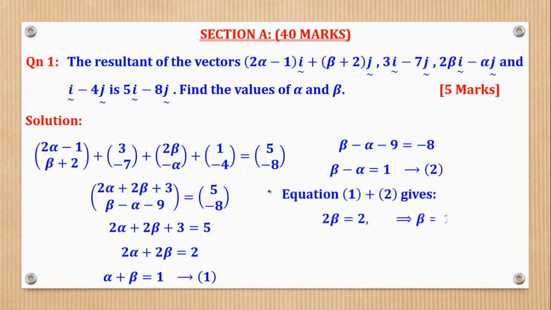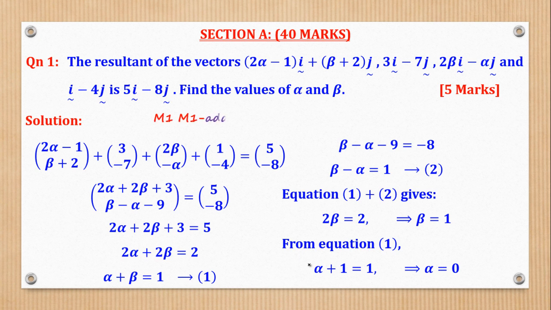Then we have to solve them simultaneously. Adding the 2 equations, you come up with 2 beta equal 2, implying that beta is 1. Then from equation 1, I substitute for beta to get alpha as 0. And that's what they wanted.